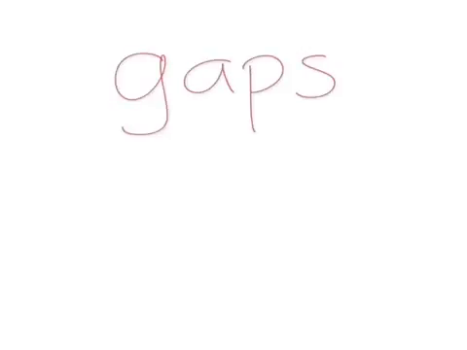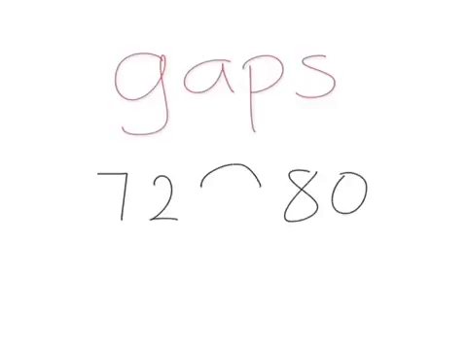So when we're thinking about mental subtraction, we need to start training our brain to think about gaps. And this is really, really important because subtraction is actually all about the gaps between two numbers. For example, 72 and 80. What would be the gap between those two numbers? Remember our jigsaw numbers? What's the jigsaw of 2? That's right, it's 8. And the gap between 72 and 80 is 8.